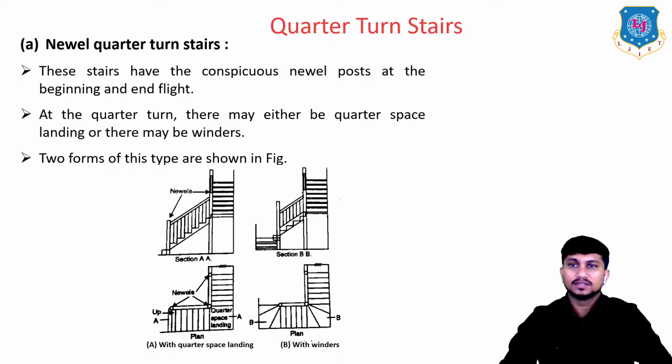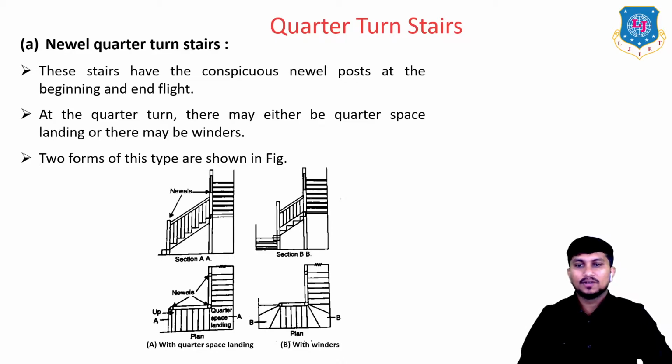First is newel quarter turn stair. These stairs have conspicuous newel posts at the beginning and at the end of the flight. At the quarter turn, there may be either quarter space landing or there may be winders. Two forms of this type are shown in these figures. First is with quarter space landing and second is with winders.